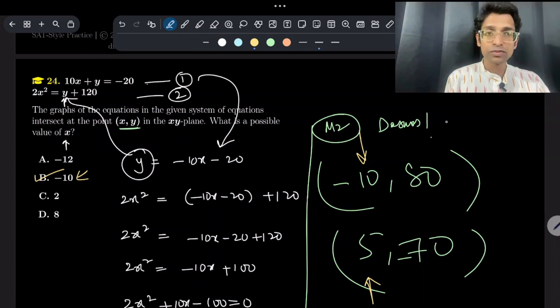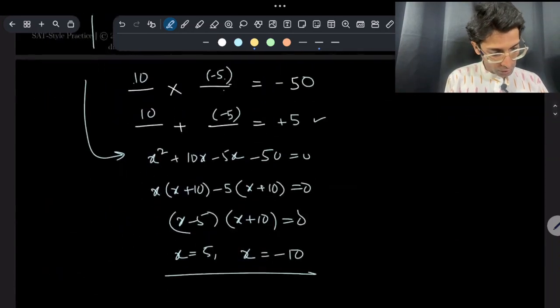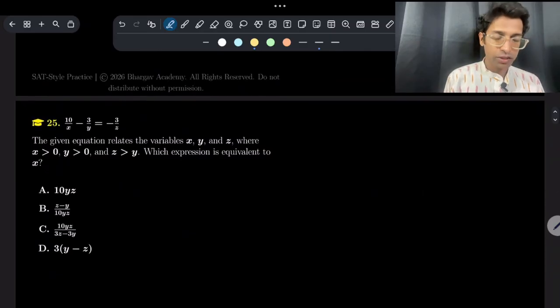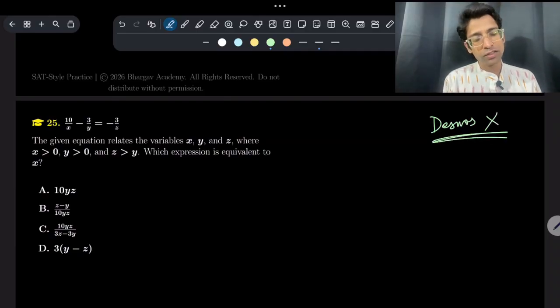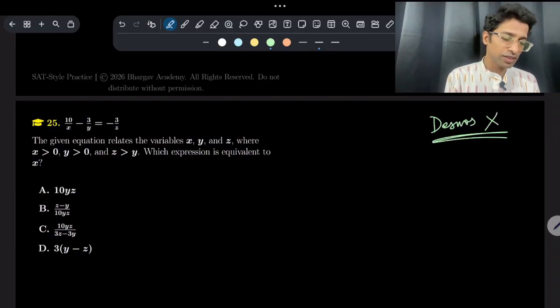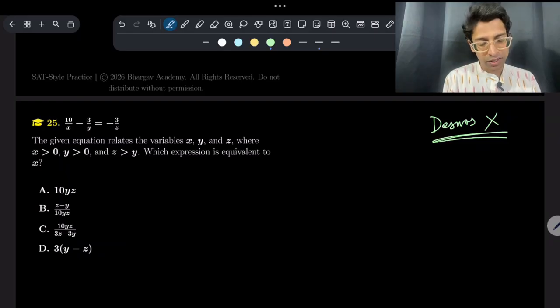Here also Desmos wins clearly. It is much faster. So very nice. So let's go to the last problem. Now here we go. In this problem, Desmos clearly fails. Please don't do this with Desmos. It's going to take away a lot of your precious time during the exam. Let's solve it algebraically. It's really faster.